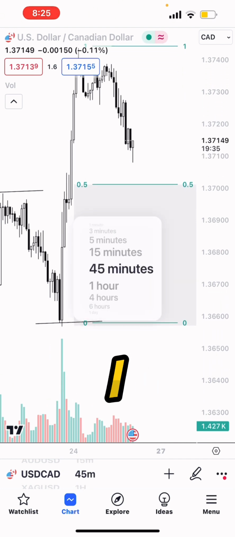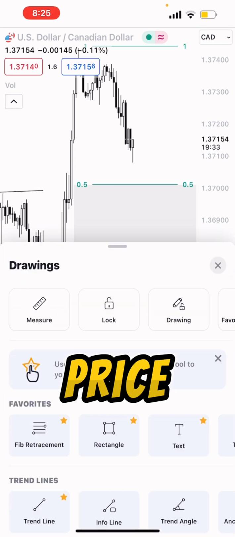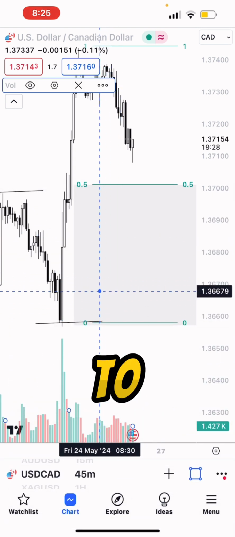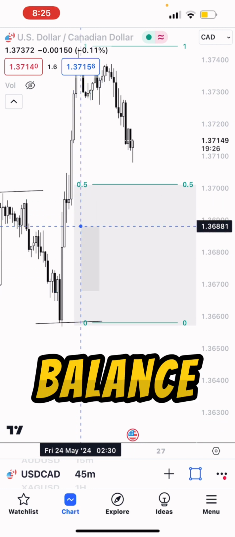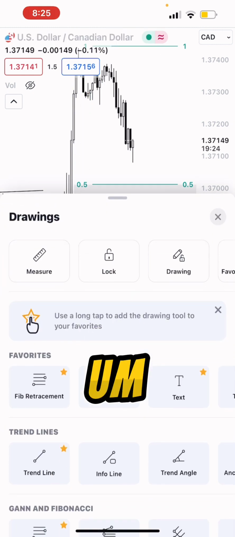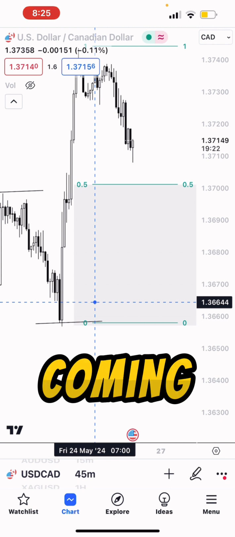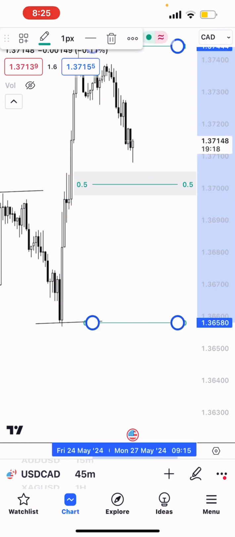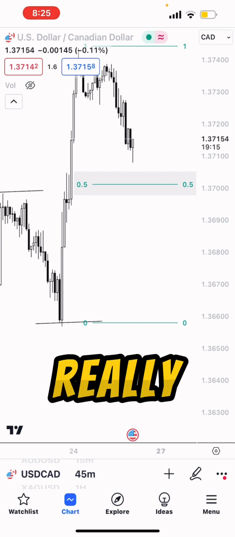Sometimes, instead of coming all the way down into this gray box area, price will come to the middle green line instead and balance out price. So instead of it coming all the way down here, price will come to this area. It's really that simple.